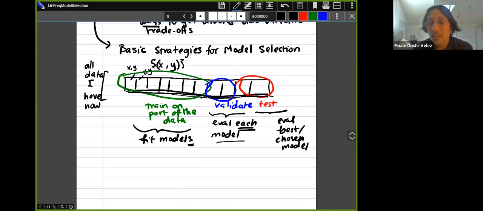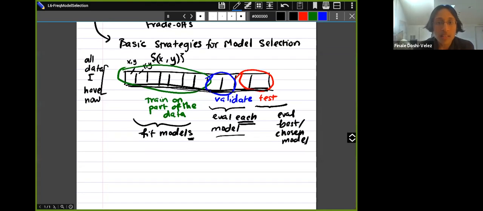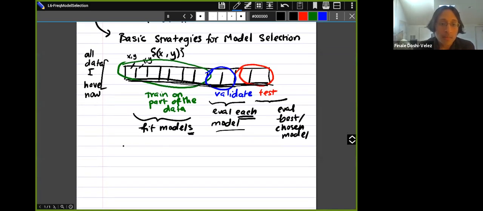Now in practice, you don't always have the luxury of having enough data to split it this many ways. But this is the ideal that I'm giving you right now. And if you have less data, there's a much more commonly used approach in this setting, which is called cross-validation.